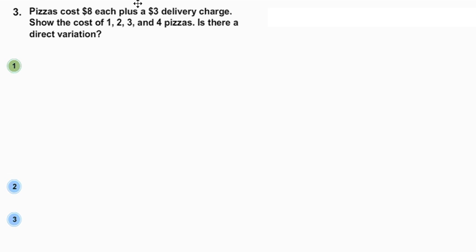So pizza costs $8 plus a $3 delivery charge. So the cost of 1, 2, 3, and 4 pizzas. Is there a direct variation? Okay, so first we're going to talk about how do we figure out the cost. It's $8 per pizza. So you're going to multiply 8 times the number of pizzas. And regardless how many pizzas you get, you have to pay the $3. So whether you're getting 1, 2, 3, or 4, it's just $3.